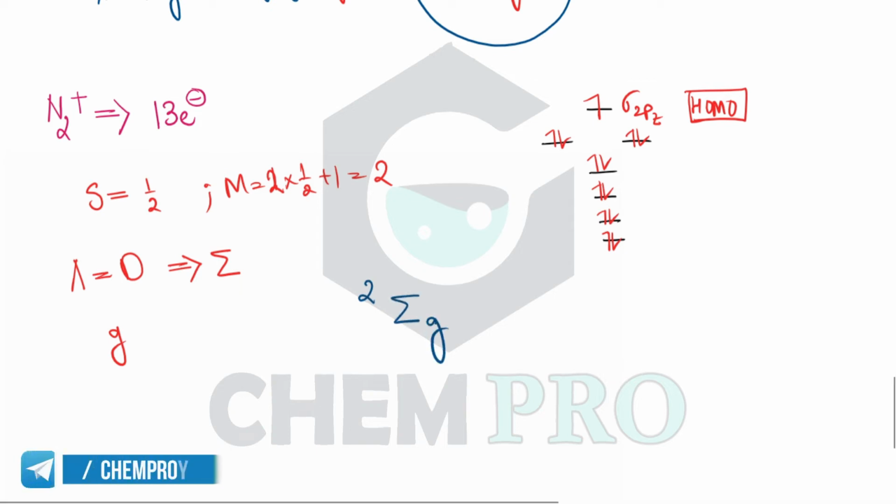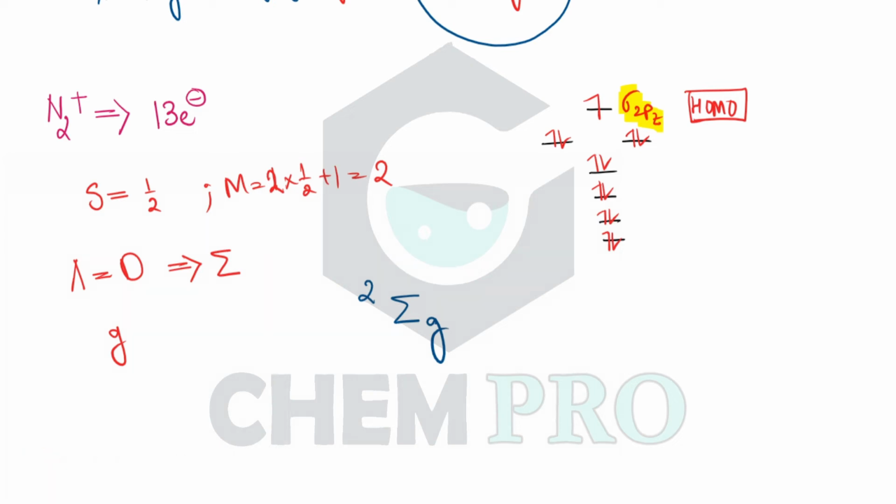And for the parity sign, we have to consider that here it is a sigma orbital. So for sigma orbital it will always be plus. So this is the molecular term symbol for the N2 plus molecule.